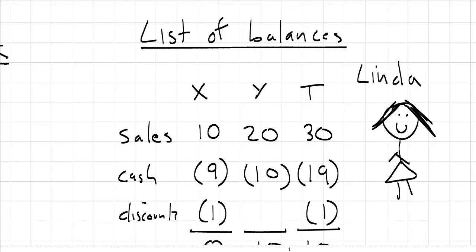Now, this is where I was extremely confused when I was doing my ACCA exams. And the questions can use different terms for Linda's work. Sometimes it's list of balances. Sometimes it's the individual ledgers. Sometimes it's the individual accounts. I've heard memoranda accounts. But it's one thing. It's the individual list of balances.